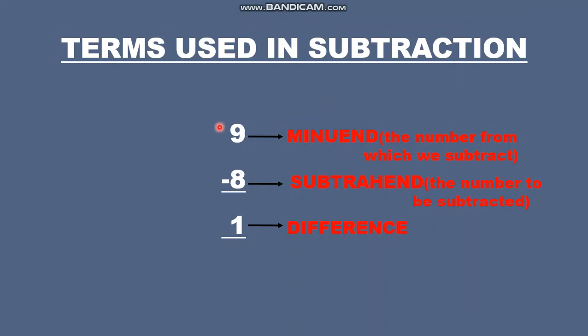Here we have taken the example 9 minus 8 and the answer is 1. Here 9 is called minuend. What is minuend? It is a number from which we subtract. And 8 is called subtrahend, the number to be subtracted. And the answer in the subtraction is called difference.